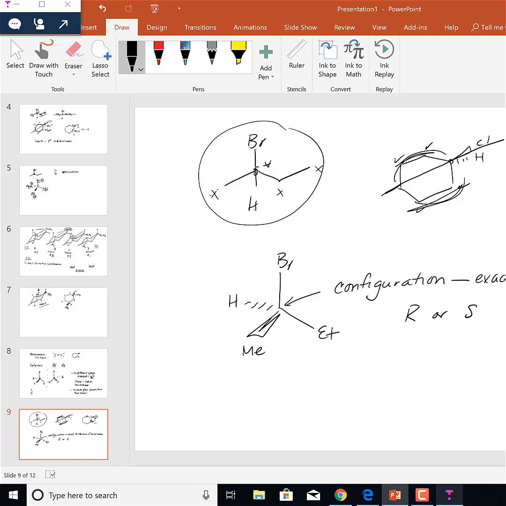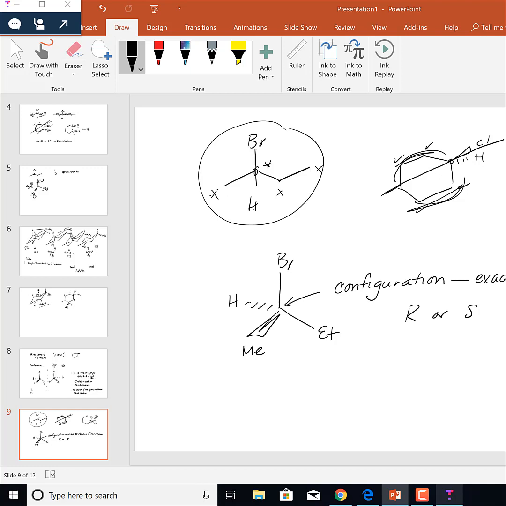Well, rule number 1, first step: I want to rank these 4 groups from 1 to 4 according to the Cahn-Ingold-Prelog sequence rules. Usually this is the point where we first introduce the Cahn-Ingold-Prelog sequence rules, but you've already been introduced. Now, whether you had a good or bad introduction, you've got to make it better. So we need to know that. So what would be group number 1?